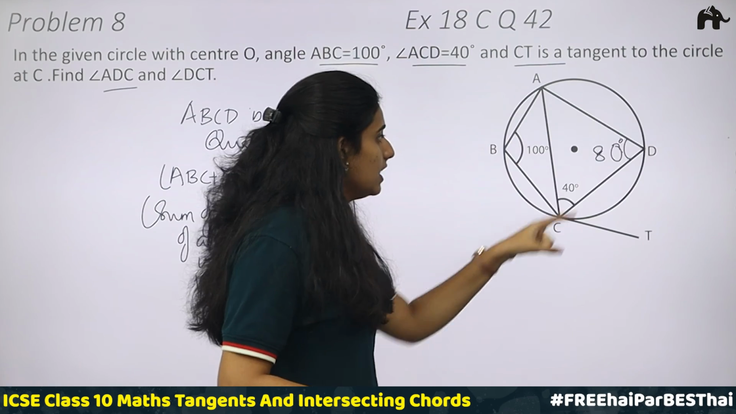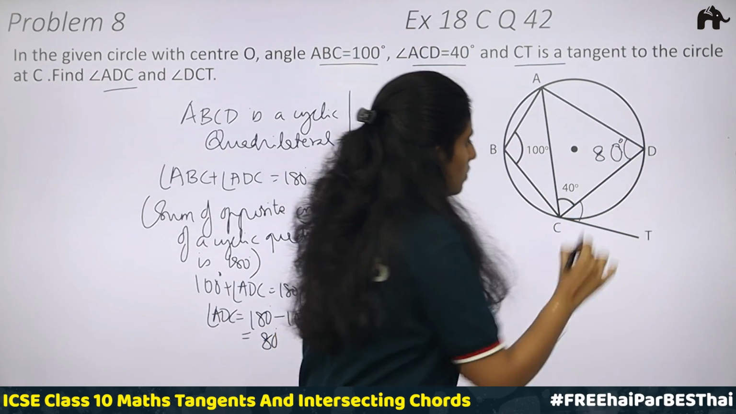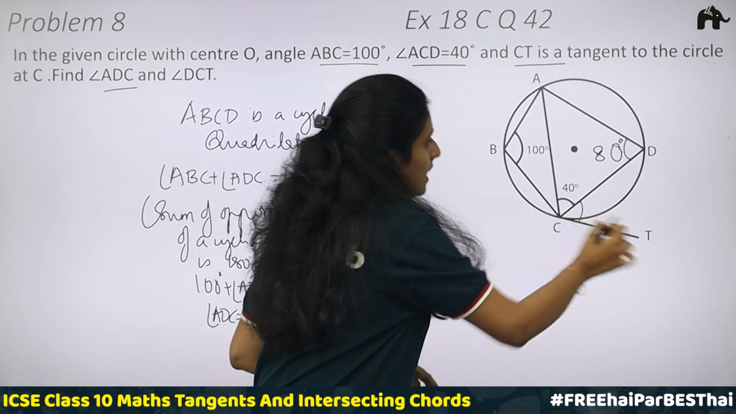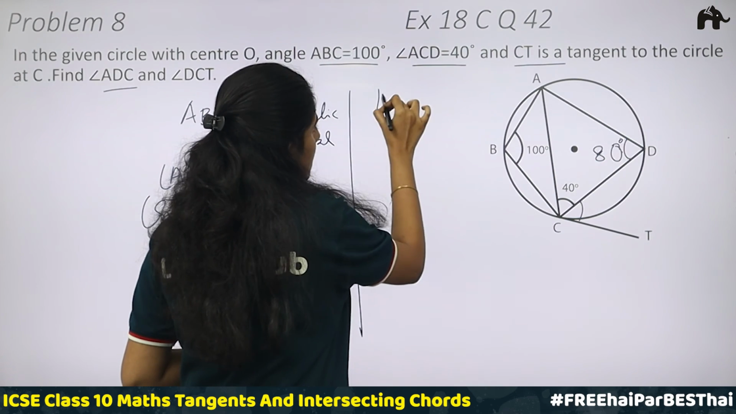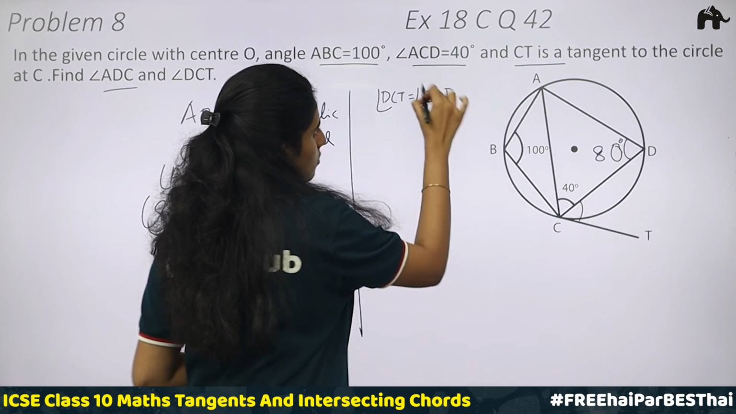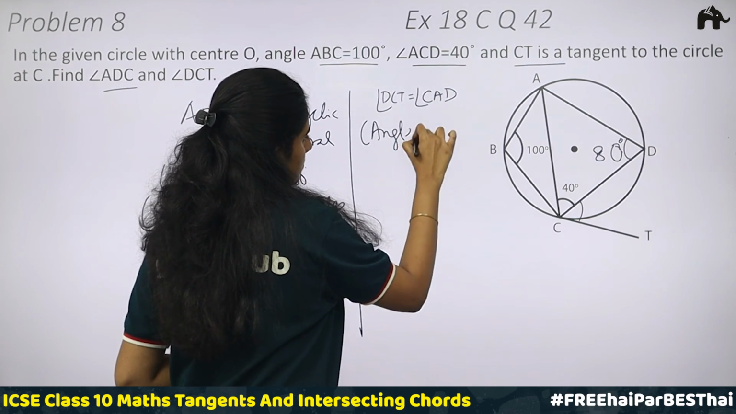Okay. Now, we have to find DCT. Where do we have DCT? DCT is the angle between the chord and the tangent. We have angle DCT equal to angle CAD. I can write angle DCT equal to angle CAD. What is the reason? Angles in alternate segment.